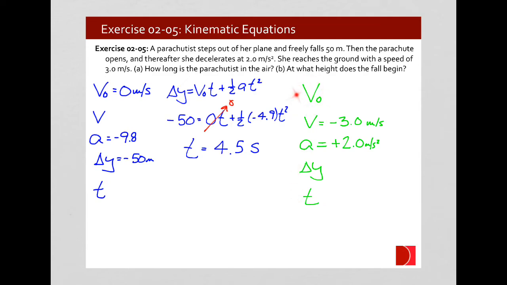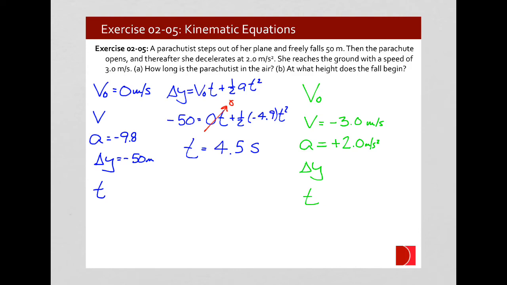So the initial velocity that she has when her parachute opens would be the final velocity that she would have as she's free falling. So we can come back to the initial part. We found time. We can also find our final velocity as well. So here we want to avoid time. That's our calculated value. We want to use the values we were given instead.